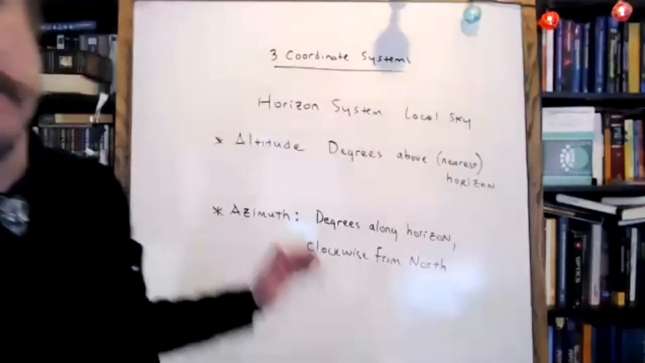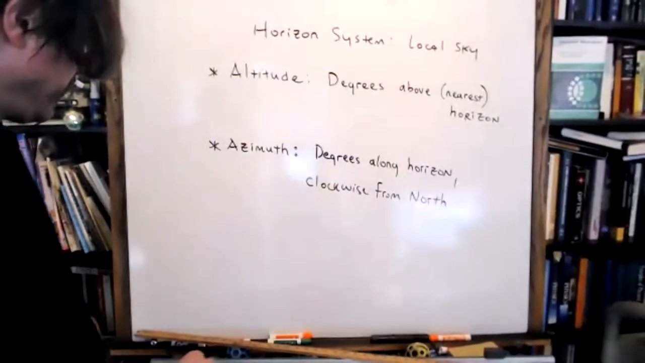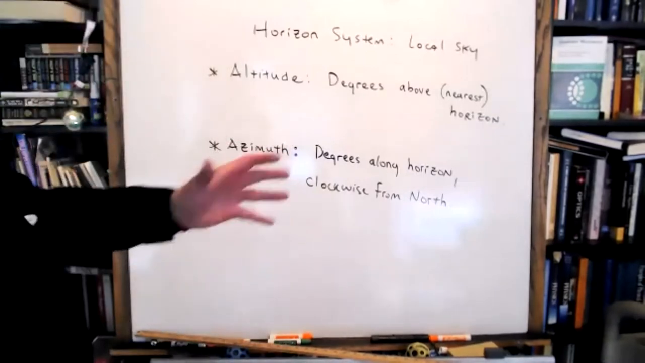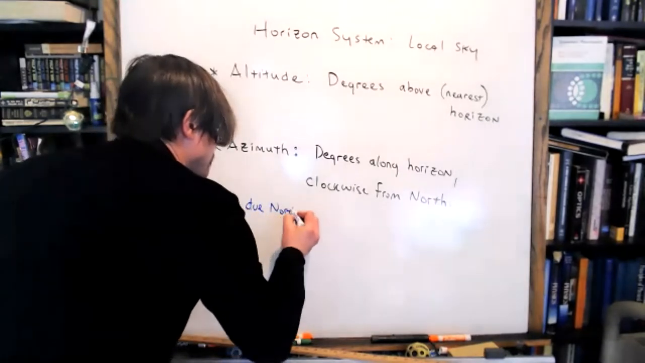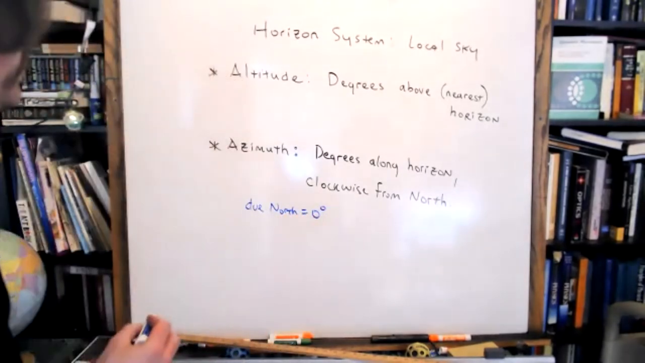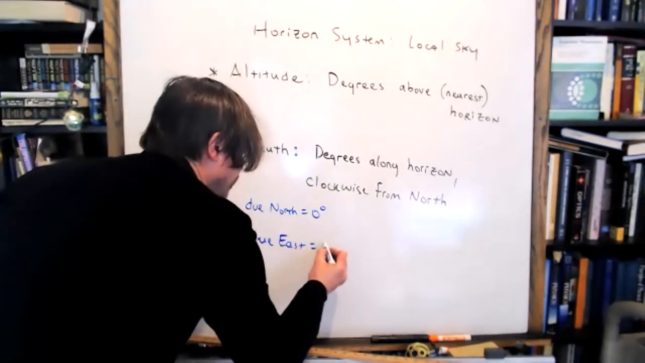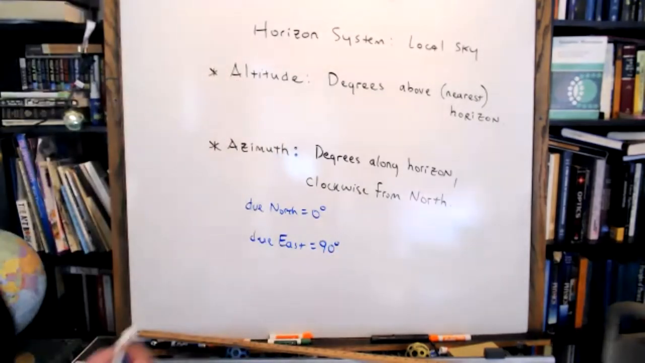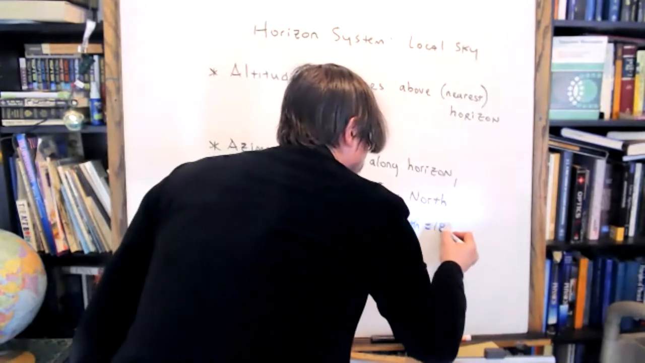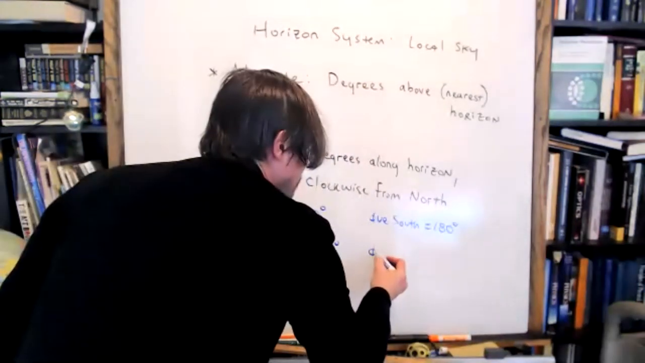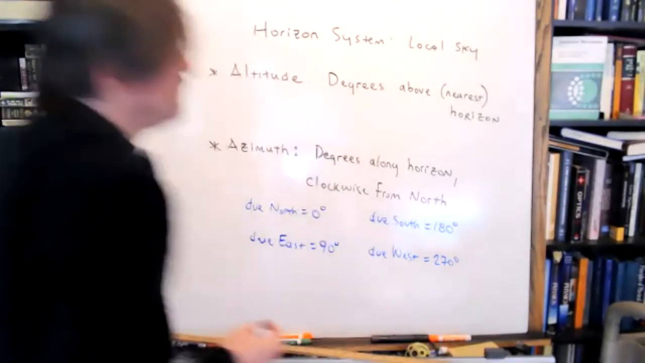I'd like to point out that azimuth is kind of the same thing as direction on the ground. So there's a unique azimuth for every direction point. So for instance, due north has an azimuth of 0 degrees. Due east has an azimuth of 90 degrees. Due south has an azimuth of 180 degrees. Due west has an azimuth of 270 degrees.